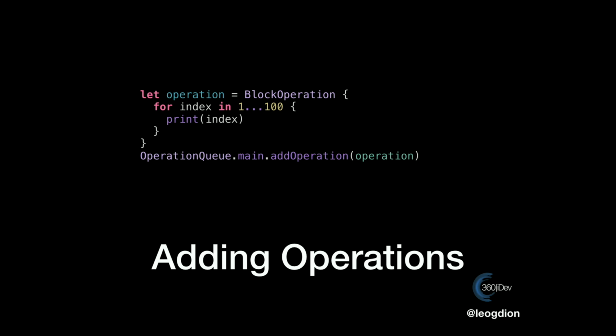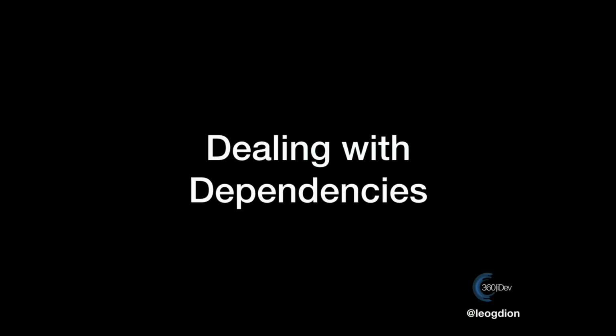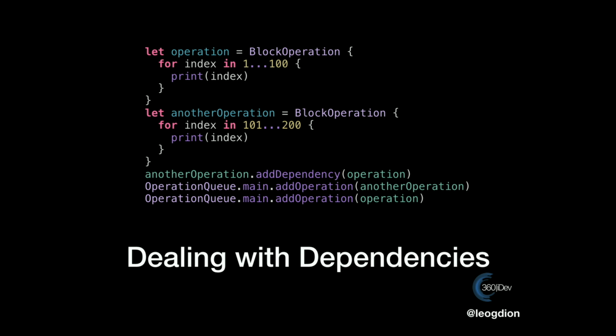But I think the real power of operation queues is its ability to deal with dependencies. So in one case, let's say I want to count from 1 to 200, but I've got it separated into two separate operations. In this case here, we have an operation counting from 1 to 100, and another operation counting 101 to 200. As you can see, I'm actually adding this one first, right before I add this one. However, I do add dependencies. So when this is actually run, it'll wait for the dependency. It'll actually sort the operations according to dependencies so that the code will run in order.